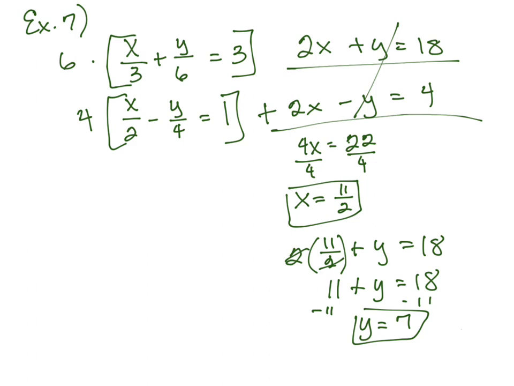So let's check it in the other one. 2 times 11 halves minus 7 is 4. What's 2 times 11 halves? 11. 11 minus 7 is 4. It is 4. So we're good. Okay. This one was gnarly. They're not always, but I would still take elimination in this problem, having to clear the fractions, over having to substitute a variable or having to graph it. I think elimination is still your best option, even if it's gross.